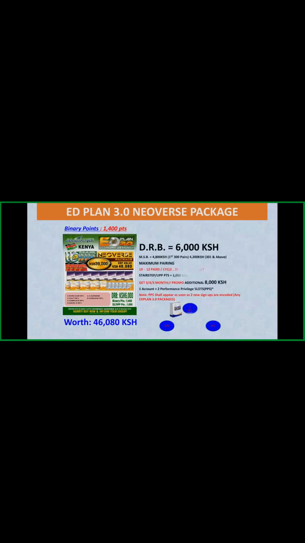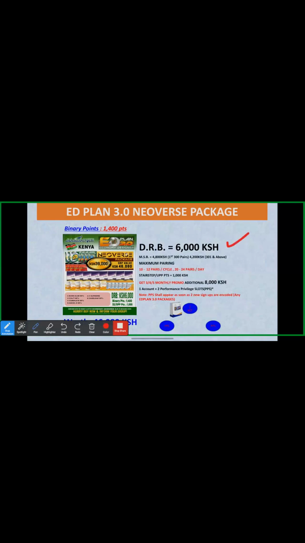In the Neoverse, inakuja na 1,400 binary points, I already told you, and its worth is 46,080 shillings. That is the worth of the hamper. Now, you guys already know this, so I'll just quickly brush through it. The direct connecting bonus, when you connect someone with a Neoverse, it is 6,000. The matching bonus is still the same, 4,800 for the first 300 pairs and 4,200 for 301 pairs and above.